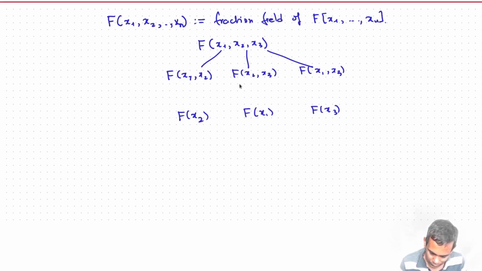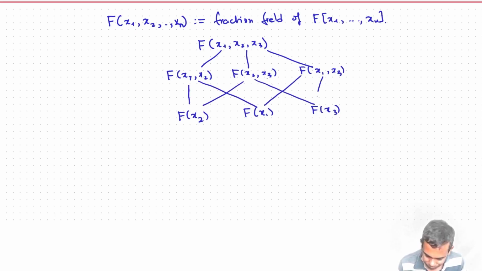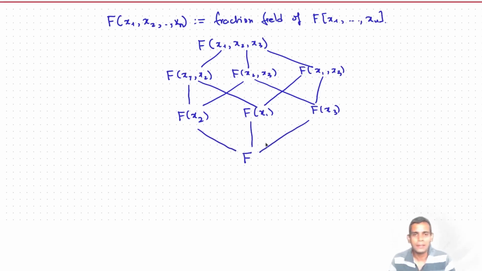Now F(x2) is contained in F(x2, x3) and F(x1, x2). F(x1) is contained in F(x1, x2) and F(x1, x3). F(x3) is contained in F(x1, x3) and F(x2, x3). And then finally we have F at the bottom. So this kind of diagram shows the relationships between several fields at the same time. Here we have 8 fields, and this diagram tells you which ones are extensions of which ones. So this shows you the power of the notation that I introduced last time for field extensions.